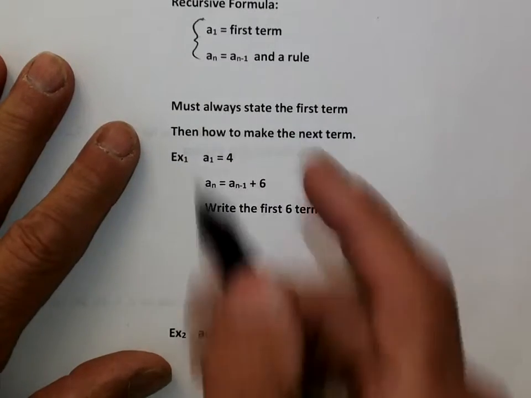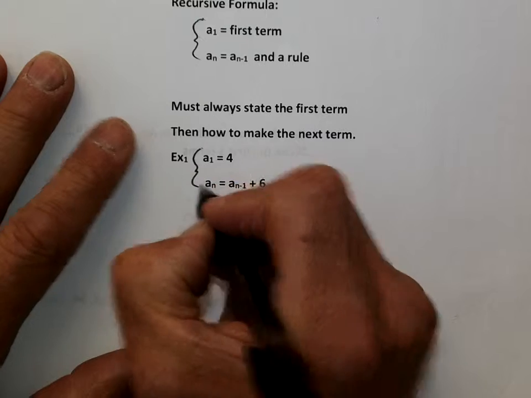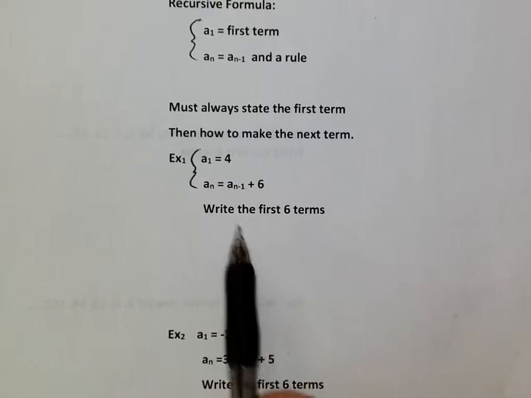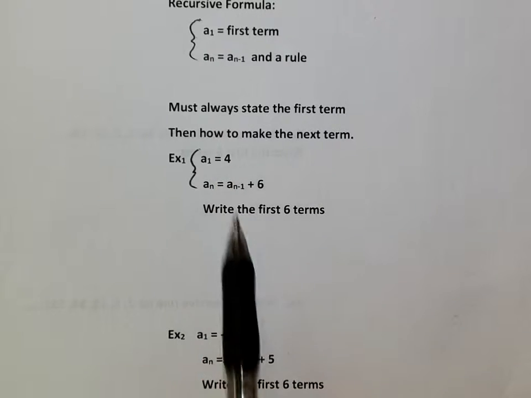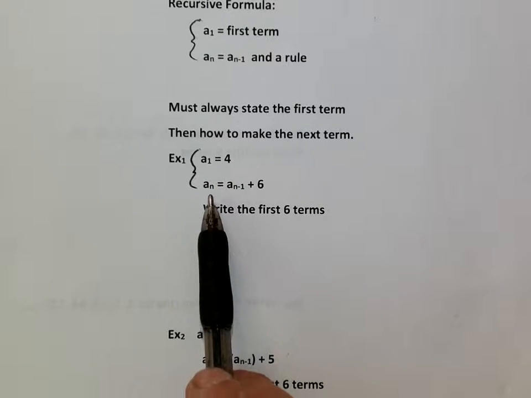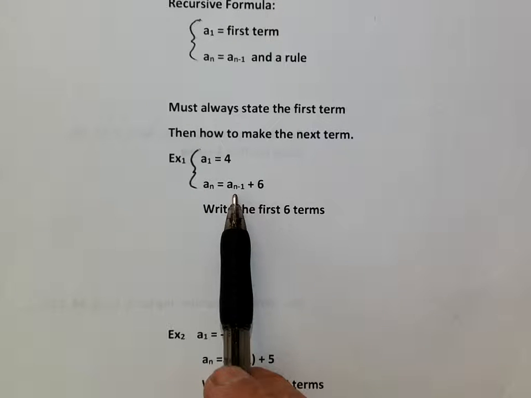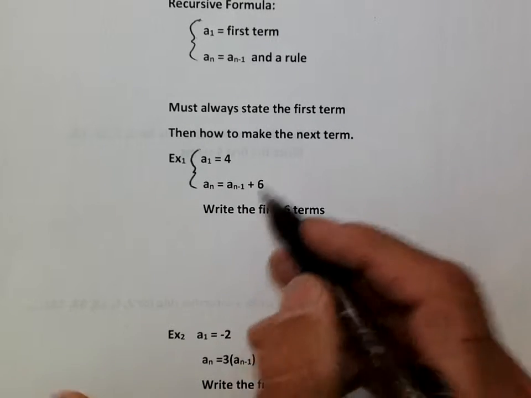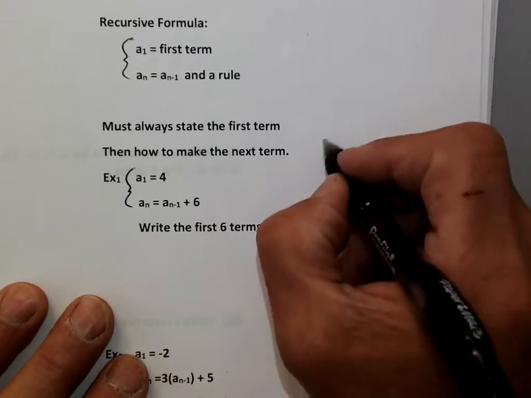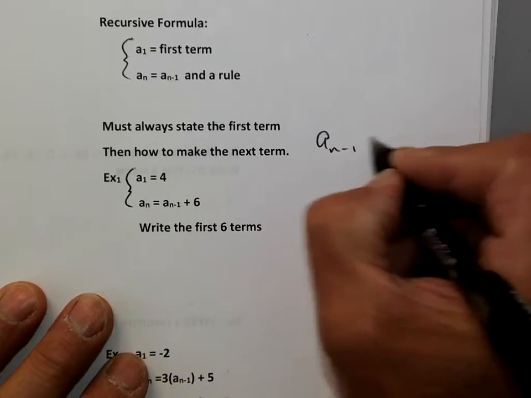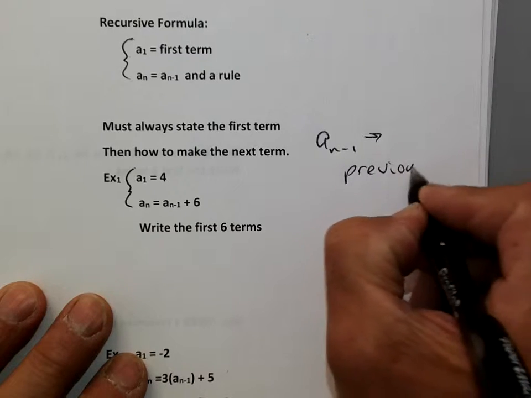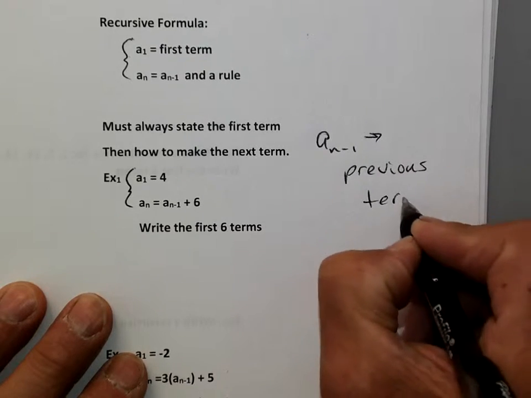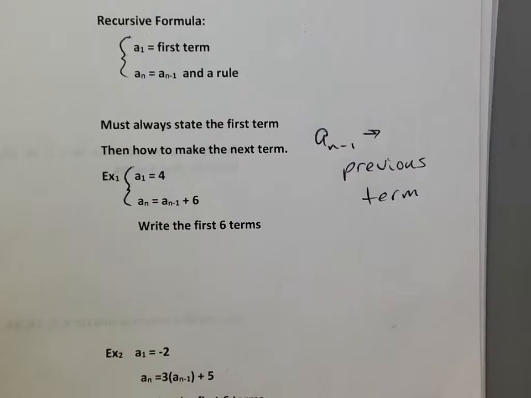So example 1 is different. Here it is. You state the first term, A1. So you have to know where to start, and then you start making it. So A of n equals A of n minus 1 plus 6. Now, this term A of n minus 1 is going to be our previous term. And I'm going to go through this slowly so you can see it, okay?